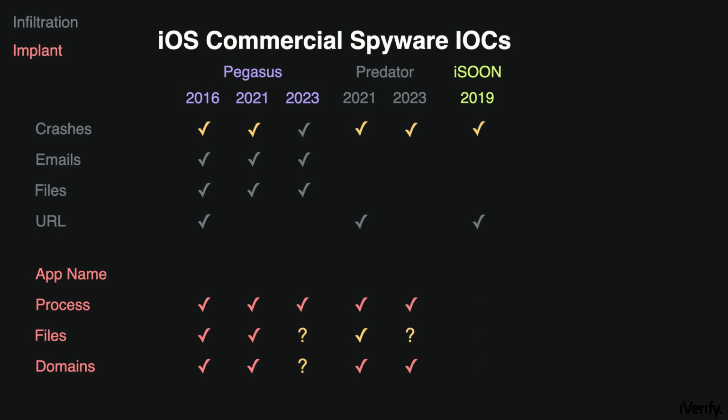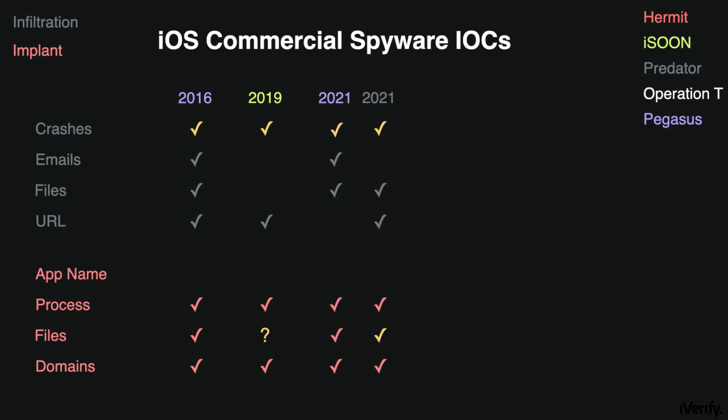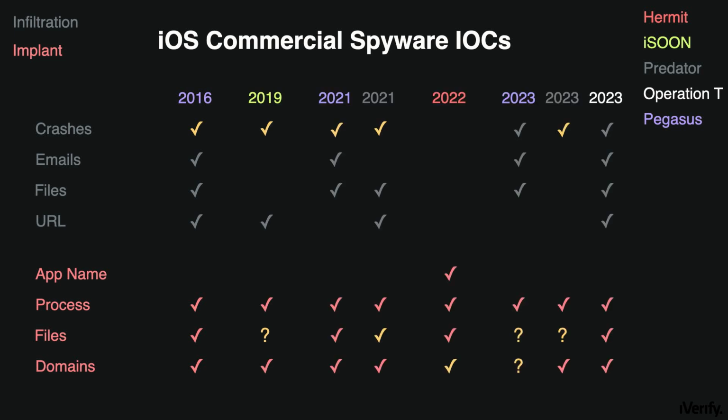Same for iSoon. For Hermit, in this case, we don't have any infiltration because it's just a side-loaded app that is installed, but we have everything else for the implant. And for operation triangulation, we have the exact same things. So if we are sorting this now over time again, we can also see that this is not really changing, and the techniques of the attackers have not really changed in terms of IOCs, except that they're now using a little bit different ways of getting onto the device.